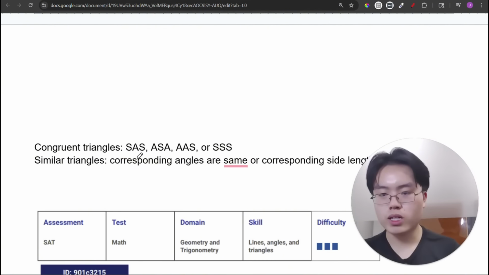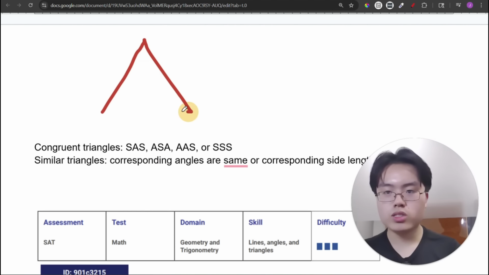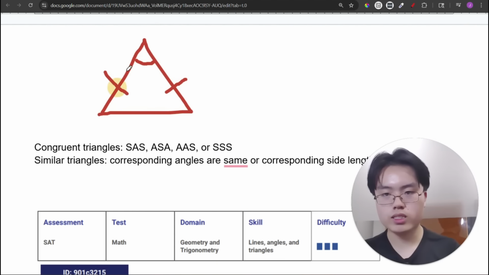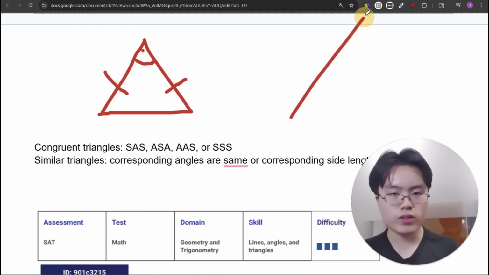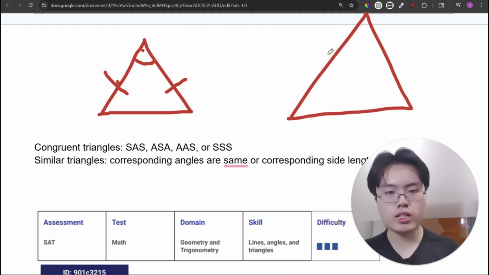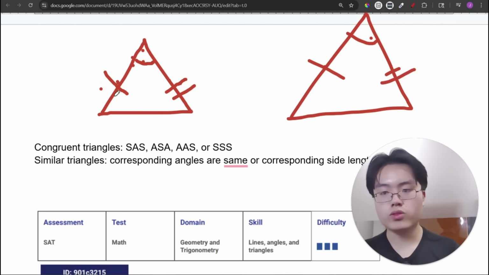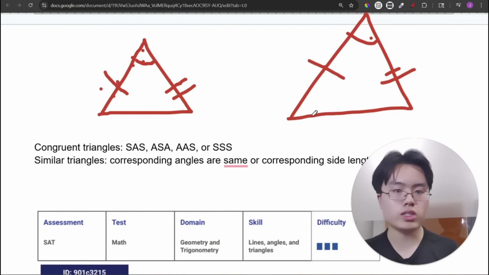Now what do I mean by SAS? Basically, it's saying the side, the angle right next to that side, and the side right next to that angle. If I have 2 triangles, and this side is equal to this side, and one of the angles next to that side is the same, and one of the sides next to that angle is the same, then that's enough to prove that these triangles are congruent, meaning they're the exact same triangle.